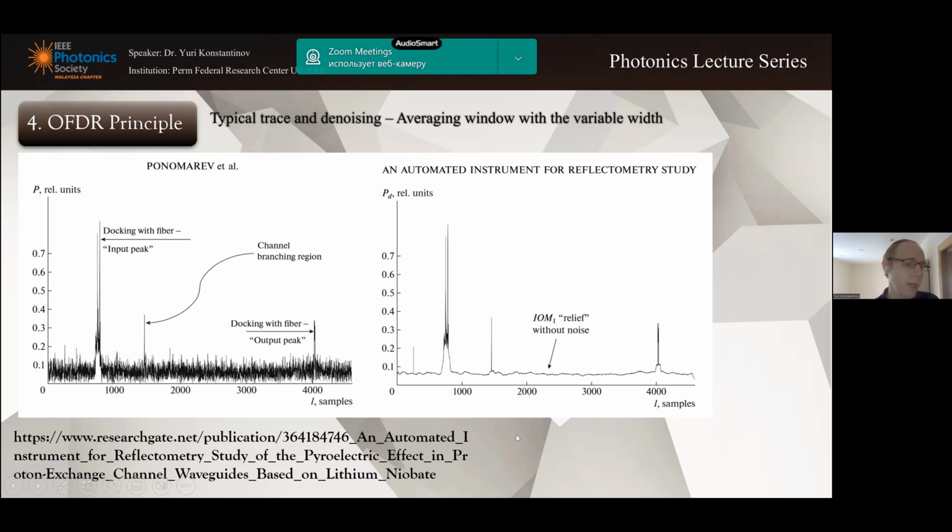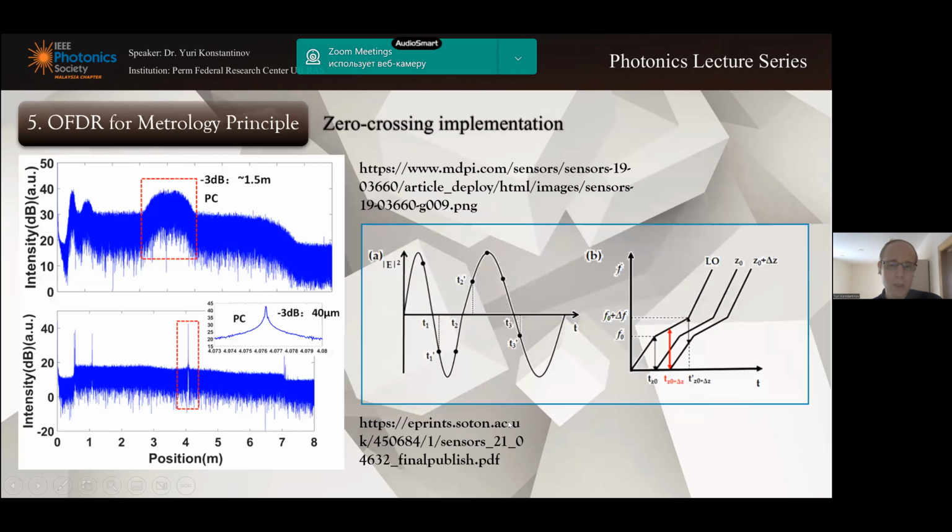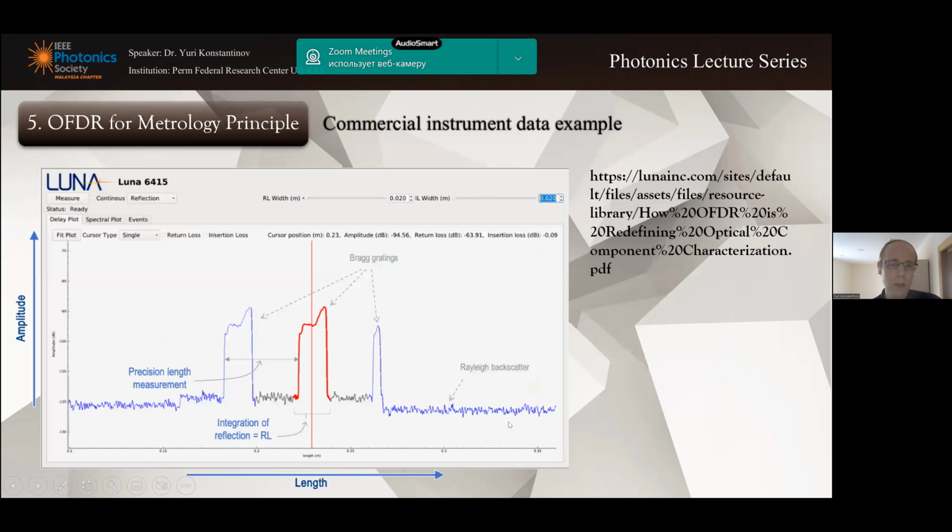But I know that some researchers do other things. For example, for Luna Technologies, we have some advanced analysis software. We don't know how it works. Nobody knows how it works. But they do it some other way. So again, about Luna, sorry for this, but these guys are very experienced in OFDRs.